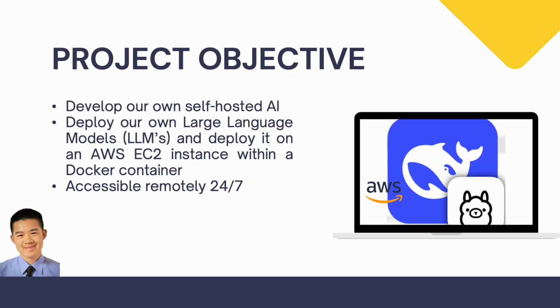This project will encompass the development of our own self-hosted AI that can be customized for any business. We will deploy our own custom large language model, LLM, on an AWS EC2 instance within a Docker container to host Ollama. We will run different models within that host like DeepSeek R1 and Llama 3.2. Running it through AWS will allow us to remotely access our own cloud-hosted LLM wherever we please.